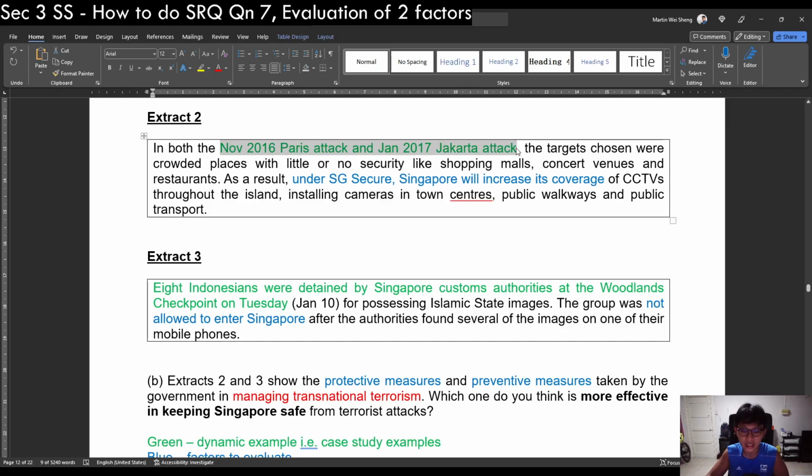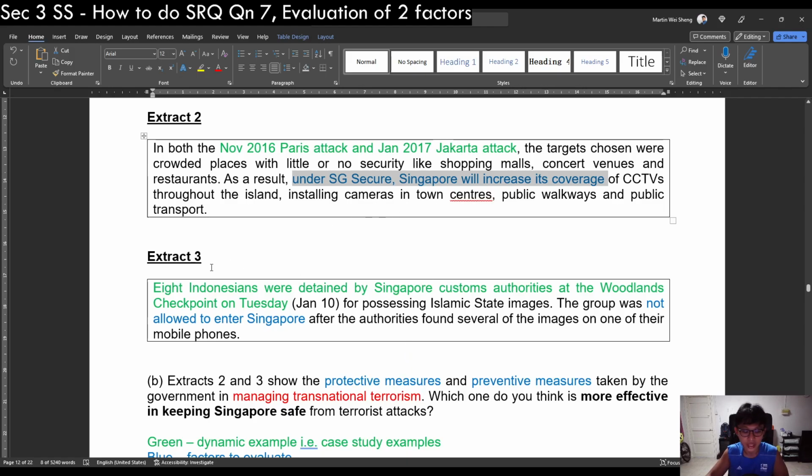In other words, these are the case studies that can change with regards to this issue of managing terrorism. So these are your case study examples that can be changed. The targets chosen are places which are crowded with little or no security, like shopping malls, concert venues, and restaurants. As a result, under SG Secure, Singapore will increase its coverage. These blue words over here actually refer to factor number 1, which is the protective measures that the country has taken.